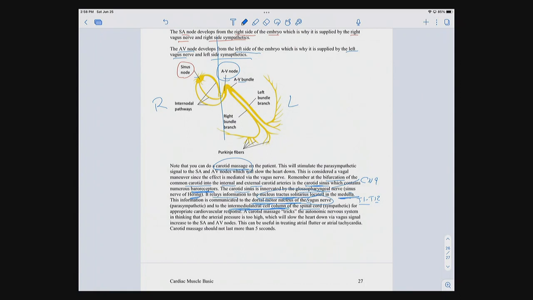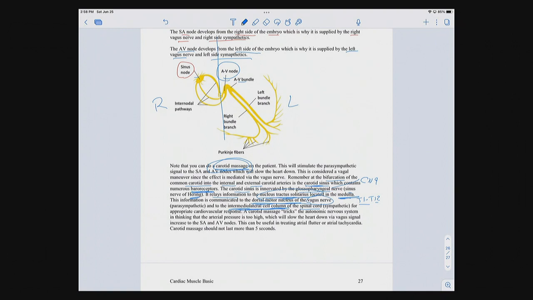So that's what the carotid sinus is all about. So we're using that knowledge to basically trick the system. So if you are palpating the carotid sinus and just massaging it, what you're doing is you're increasing the pressure at that little area that you're massaging.